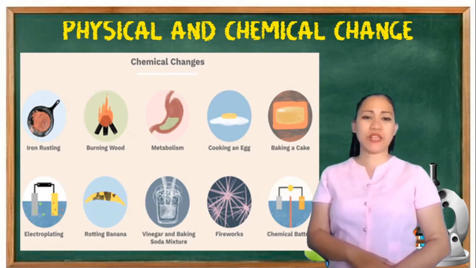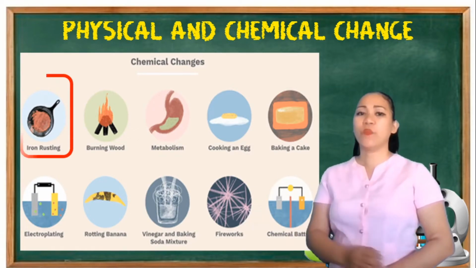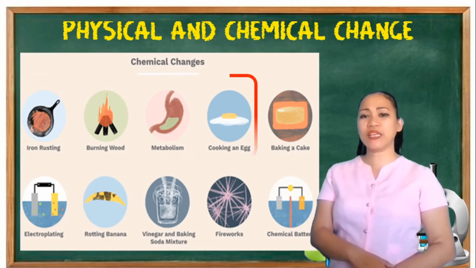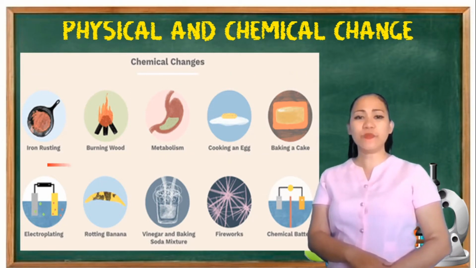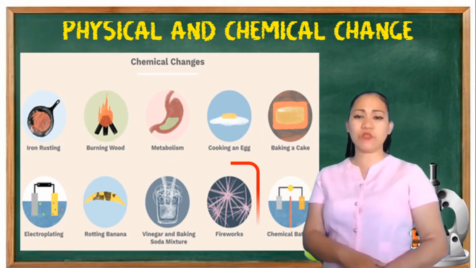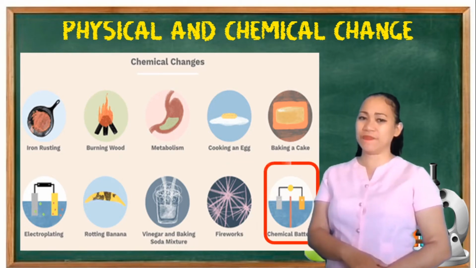Here are some examples of chemical change. Rusting iron, burning wood, metabolism, cooking an egg, baking a cake, electroplating, rotting banana, vinegar and baking soda mixture, fireworks, and chemical battery.